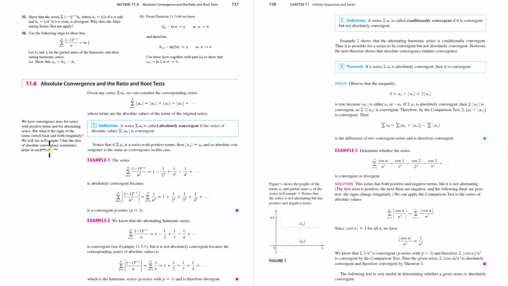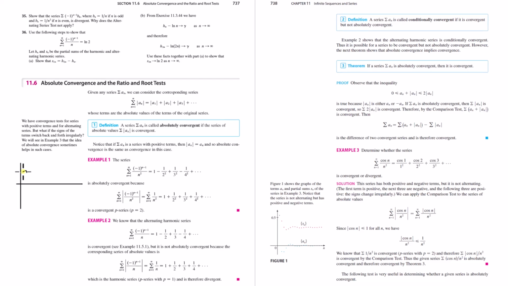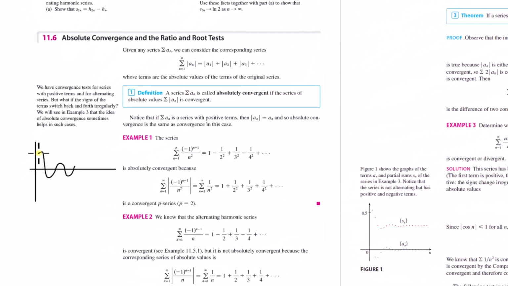There are cases, like we've talked about in previous videos, where even going off to infinity, you have a function that isn't always positive or always negative. Think about the terms of cosine of n over n squared. That does something like this, going off to infinity.